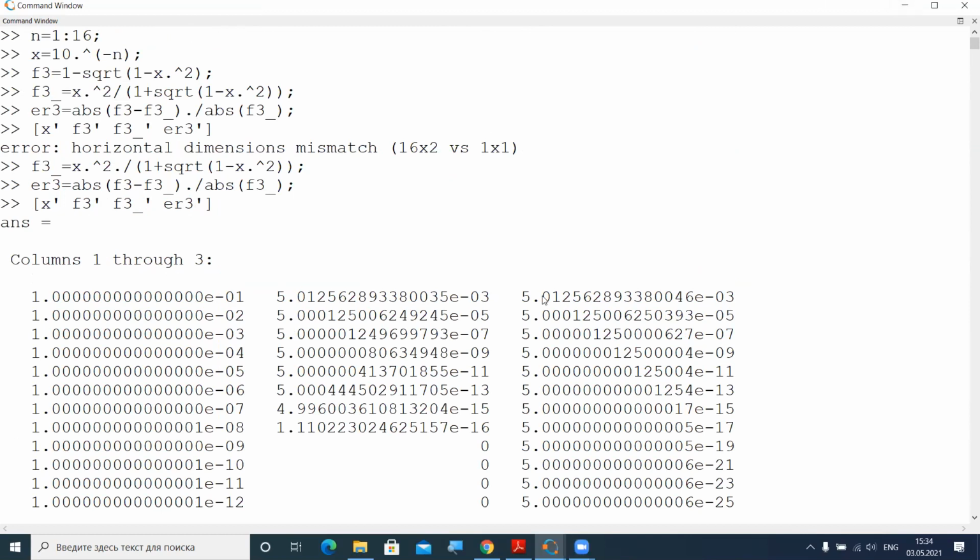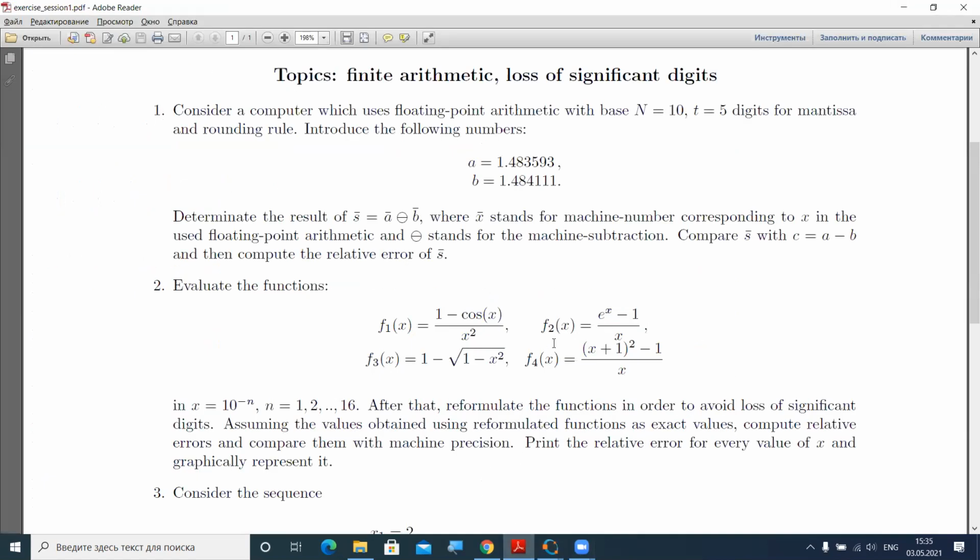Please give your questions now. So at home you can continue with the fourth one and find the reformulated function. It's the same as the third one also. I think now it's not too difficult for you to find relative errors with respect to the reformulated function.